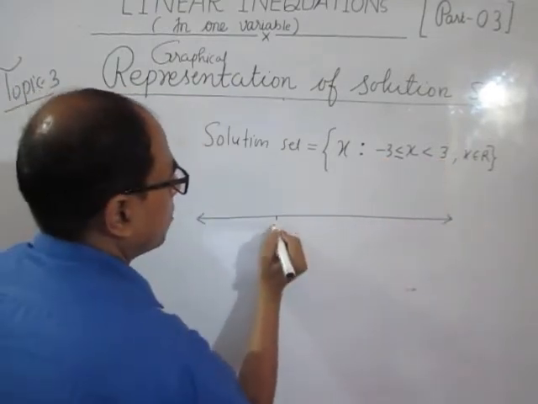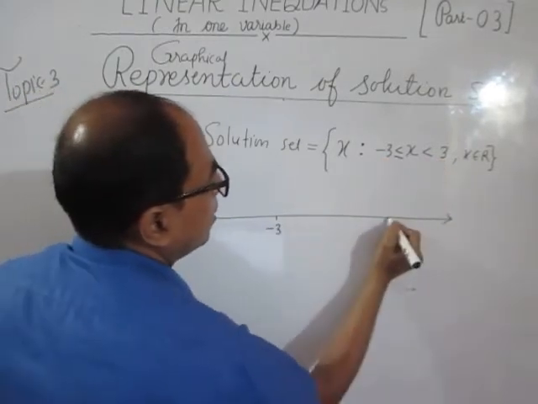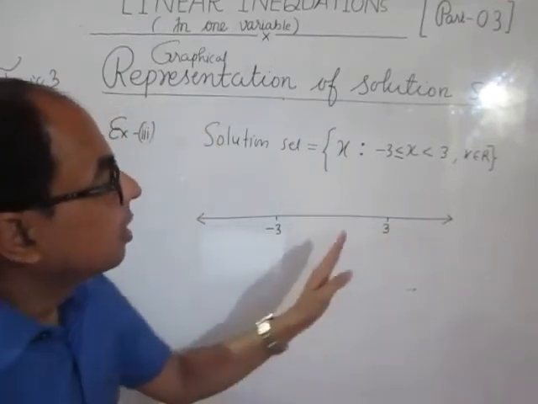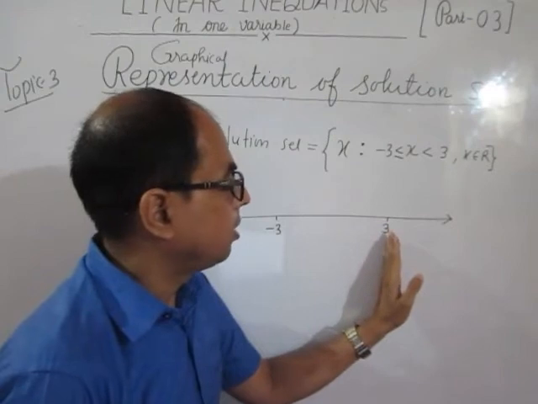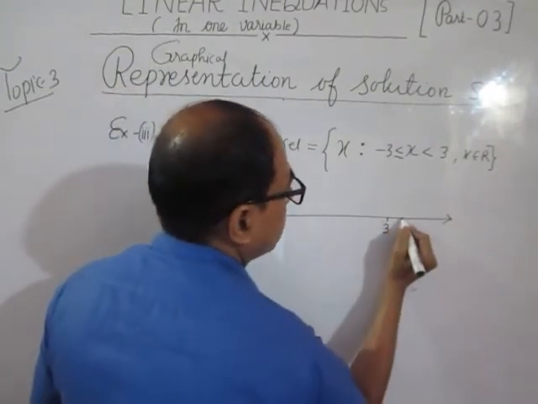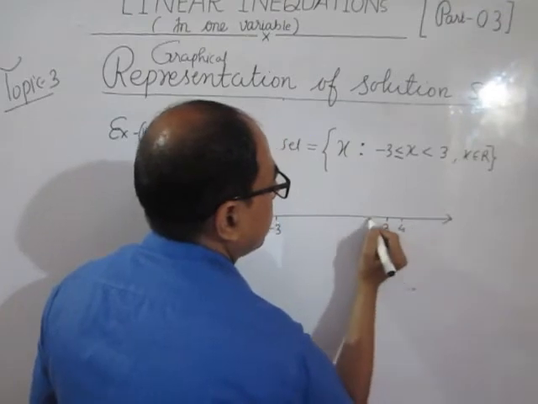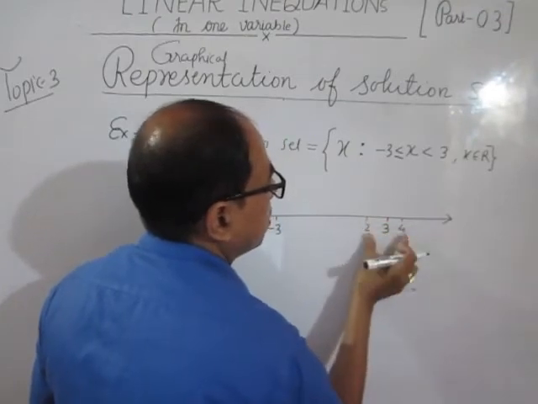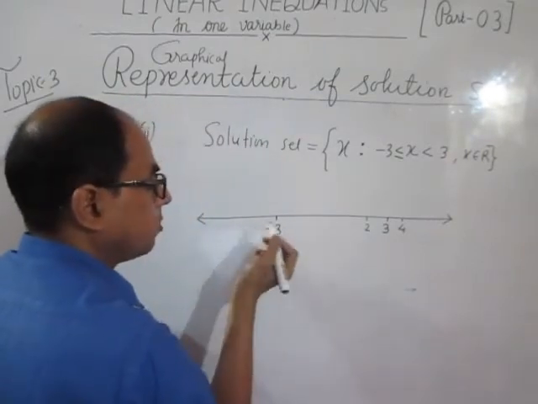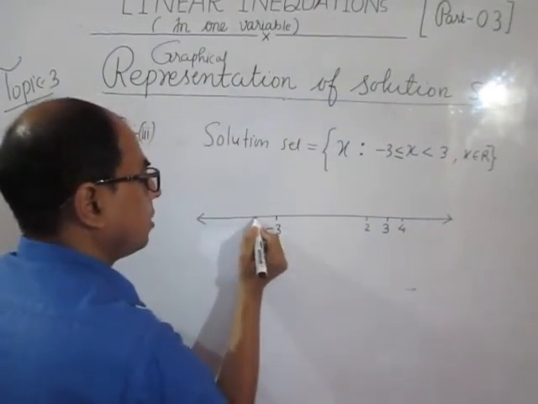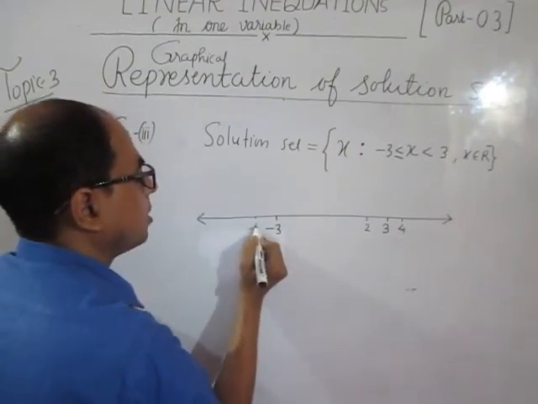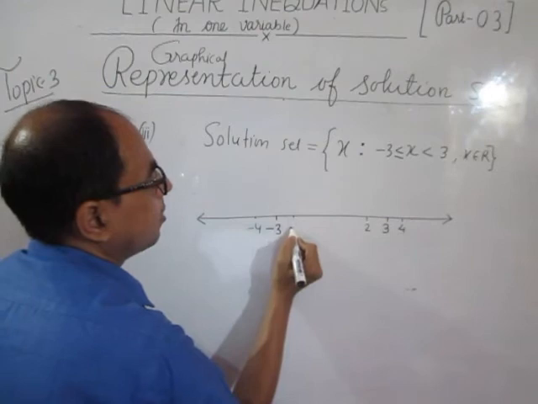So we will plot here -3 and here +3. Clear? And what I have said about the end point, at least you have to write one number right and left. So about 3, at least we have to write 4 here and here 2. So these two are compulsory to write. Now about -3 also we have to write at least one number left. So the number just left to -3 will be -4 and here it will be -2.